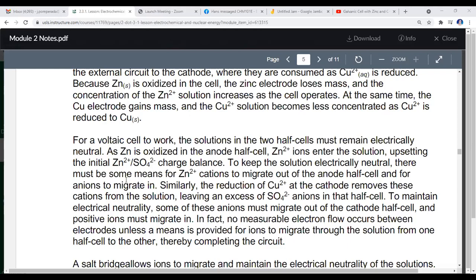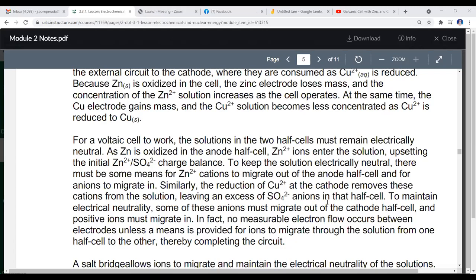So, it's here, must be some means for zinc cations to migrate out of the anode half cell and for the anions to migrate. Similarly, the reduction ng copper sa pihak, di ba ang imo copper sa pihak sa cathode, gen-reduce ta into copper 0. So meaning, mas madamo na ang negative subong. Removes these cations from solution, leaving an excess of SO2 anions in the half cell. So ang isa naga-positive, ang isa naga-negative.